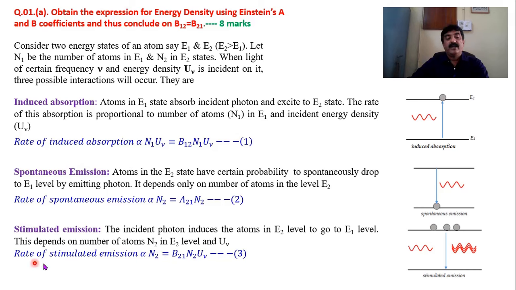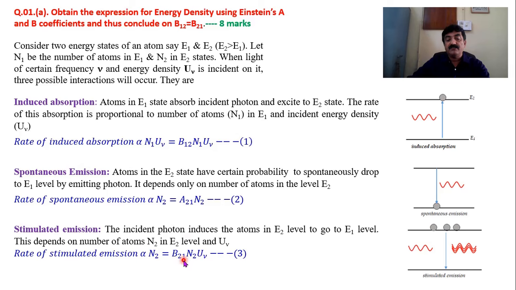So rate of stimulated emission depends upon N2 U gamma. Dear students, please include U gamma. I will include it in my notes. That is equal to B21 N2 U gamma. So here comes another coefficient, another proportionality constant B. B is stimulated emission, that is by 2 to 1.